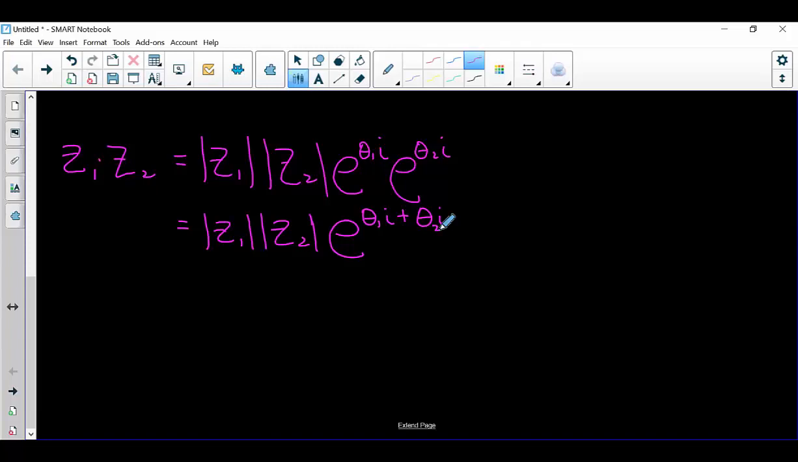See? So I had the same base, which was e, and I just added those little fellas together. I just put it under one base and added the exponents. That's a property of exponents. Now, dig this. I write this as Z1, Z2, and then let me factor out an i. Look at that.